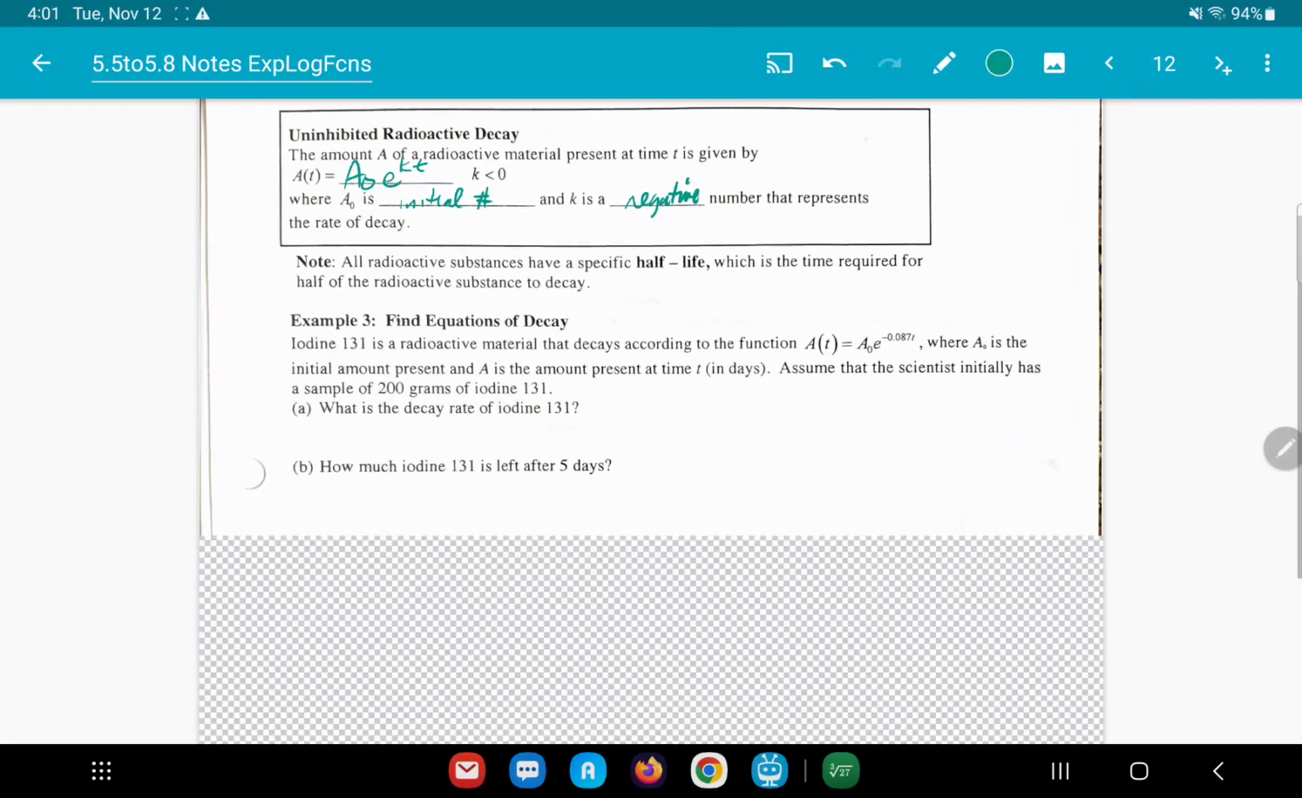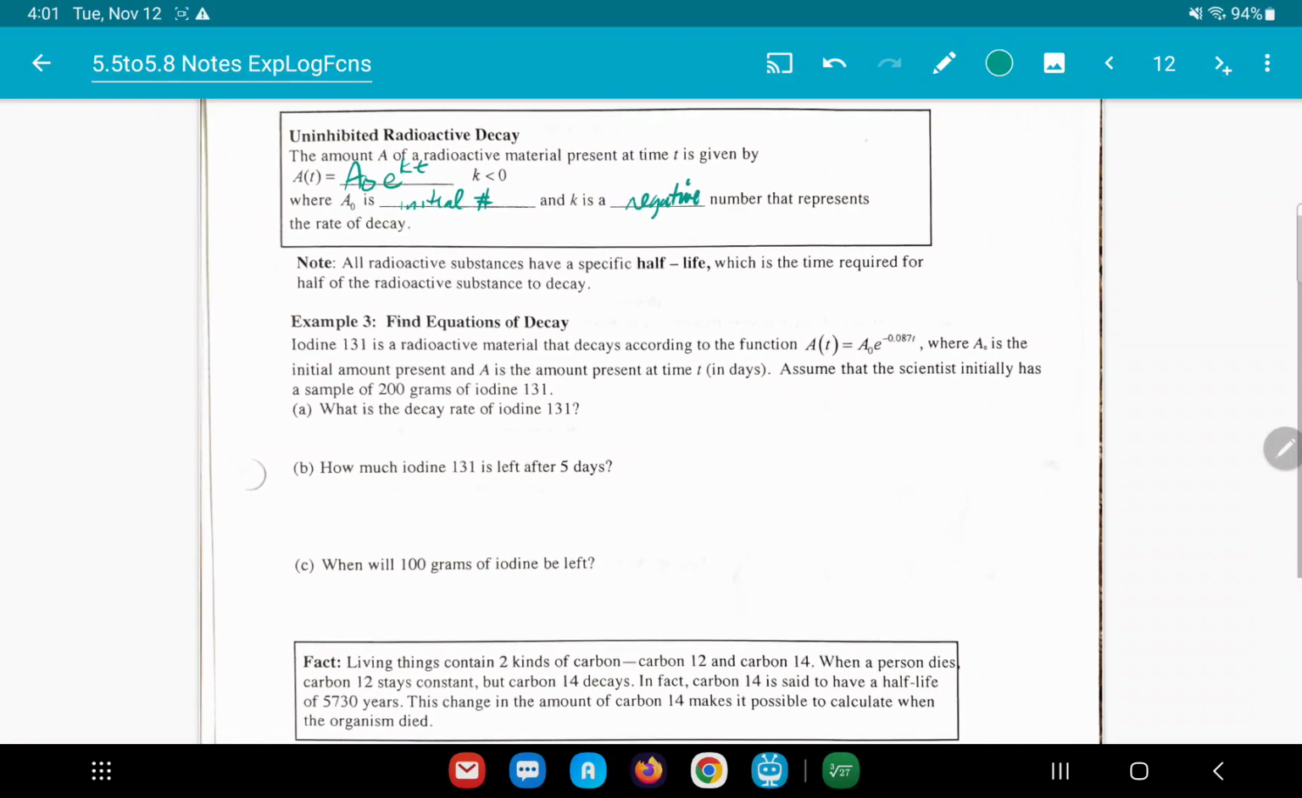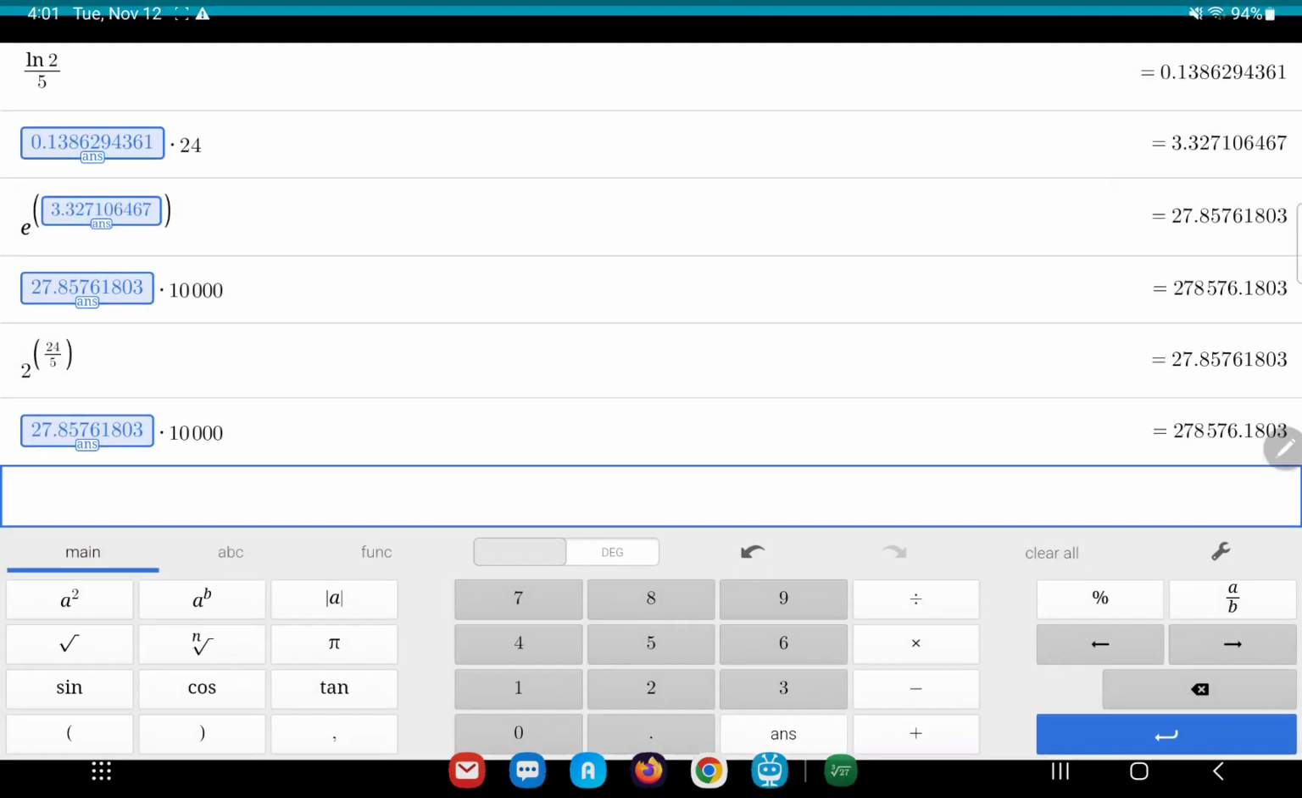All right, let's take a look at our example. Iodine 131, that's just a number on the periodic table, is a radioactive material that decays according to the function given here. So we have the formula already. What's the decay rate of this iodine? You can see that the decay rate gives us a k value of negative 0.087. Since it's decaying, we're looking for the percentage, and it's going down by negative 8.7%.